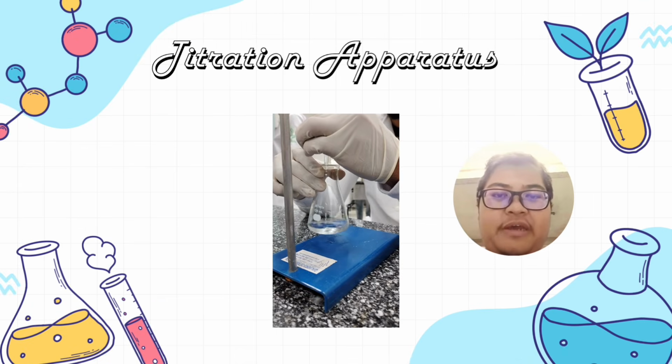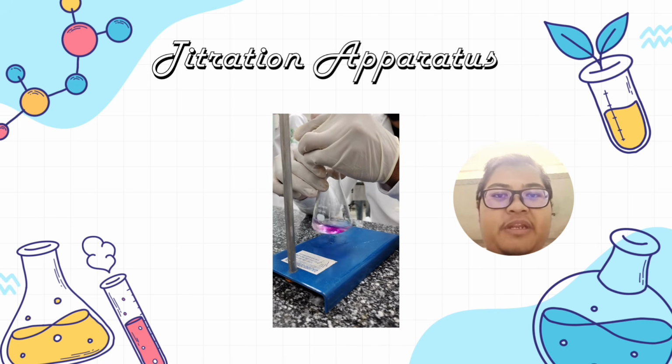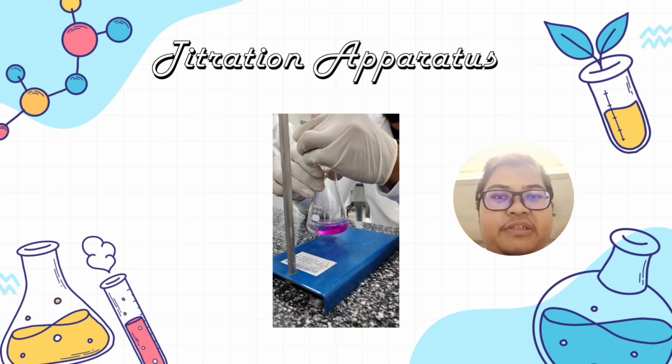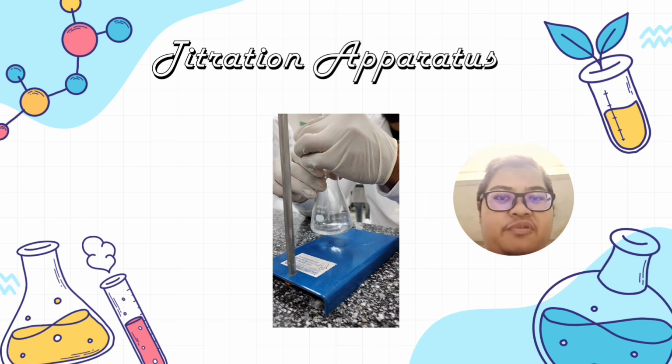On this slide, I will explain the titration apparatus used in this experiment. The main apparatus consists of a burette which is mounted vertically on the retort stand and secured with a clamp. The burette is filled with titrant, which in this experiment is sodium hydroxide solution. A conical flask containing the analyte solution and a few drops of indicator is placed directly beneath the burette.